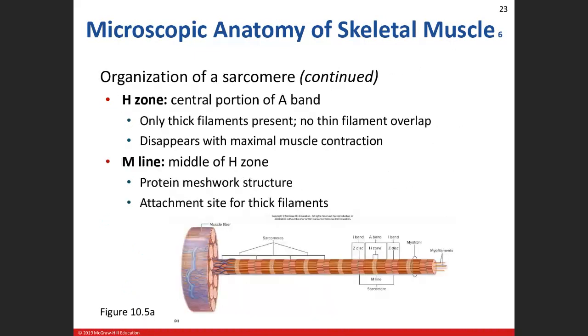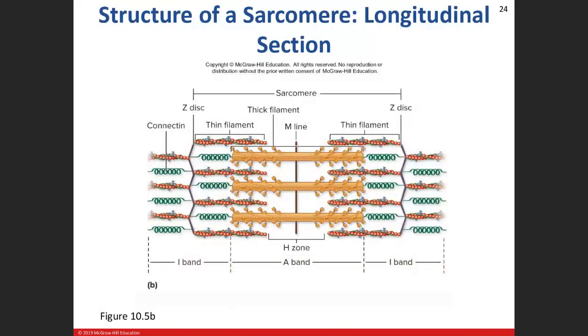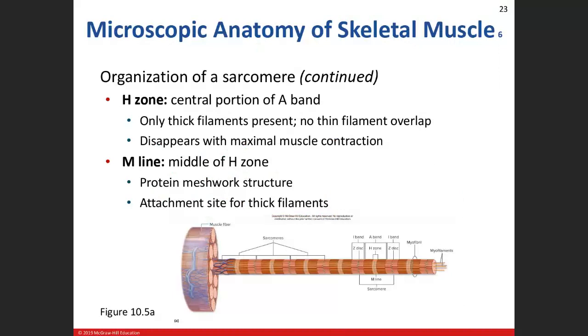All right, the H zone and the M line. The M line, that's where we attach our thick filaments. It's at the center of the sarcomere. You can see it right here, right at the dead center. And then on either side here is the H zone. And the H zone is going to be where we just have thick filaments only.